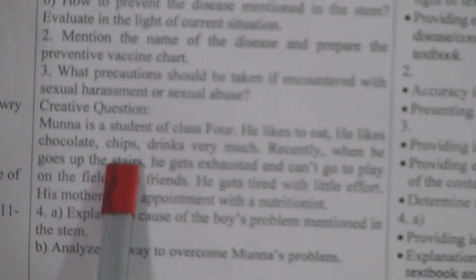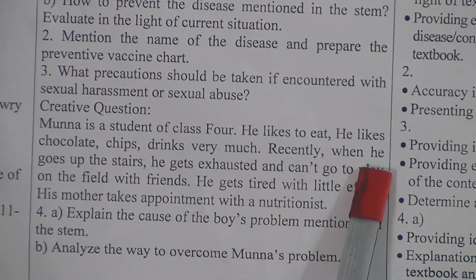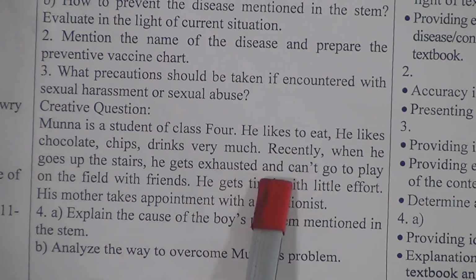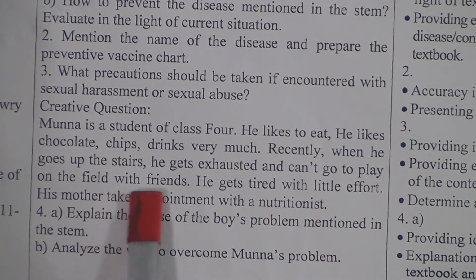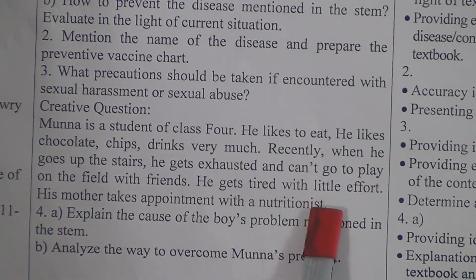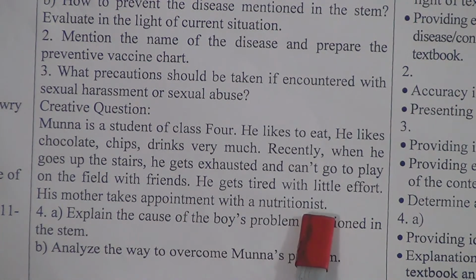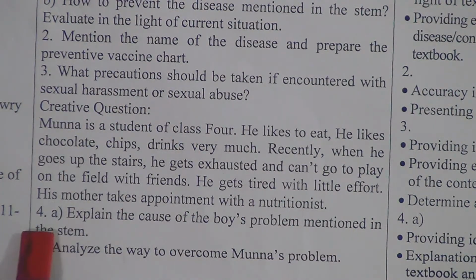Next creative question. Munna is a student of class 4. He likes to eat. He likes chocolate, chips, drinks very much. Recently, when he goes up the stairs, he gets exhausted and can't go to play on the field with friends. He gets tired with little effort. His mother takes an appointment with a nutritionist. First question, 4A. Explain the cause of the boy's problem mentioned in the STEM.